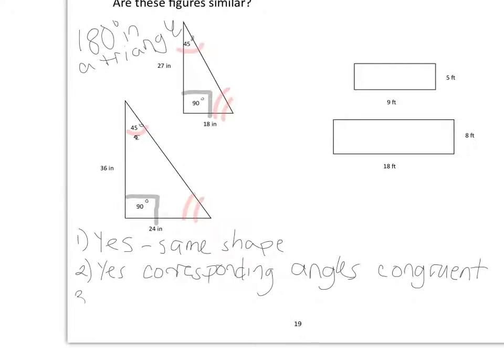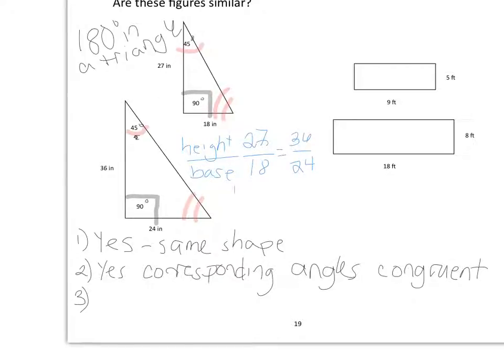So now we're asked, are the sides proportional? So what we're going to do is compare the height to the base. If we look at the smaller triangle, the height is 27 and the base is 18. And in the larger triangle, the height is 36 and the base is 24.